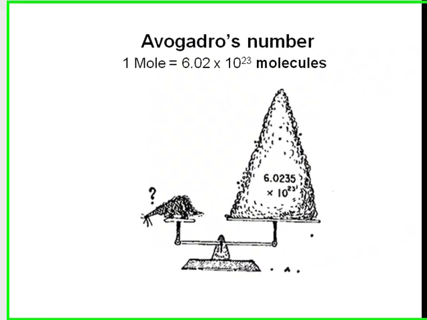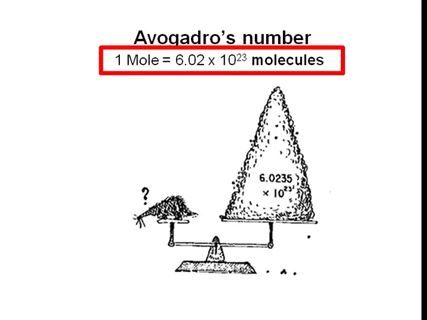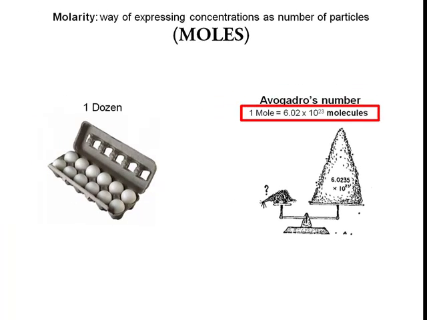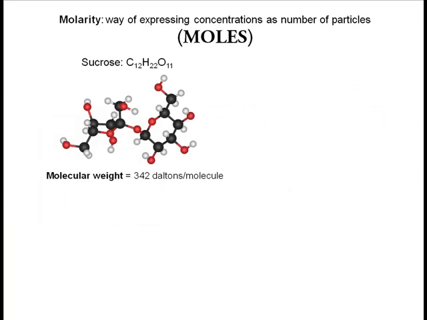The term 1 mole works in much the same way. Just like the term 1 dozen means that you have 12 of something, the term 1 mole means that you have 6.02 times 10 to the 23rd of something, and we call that number Avogadro's number. With that quick review, we'll turn our attention to molarity, and we'll use sucrose in our example since we've been using it throughout the presentations.